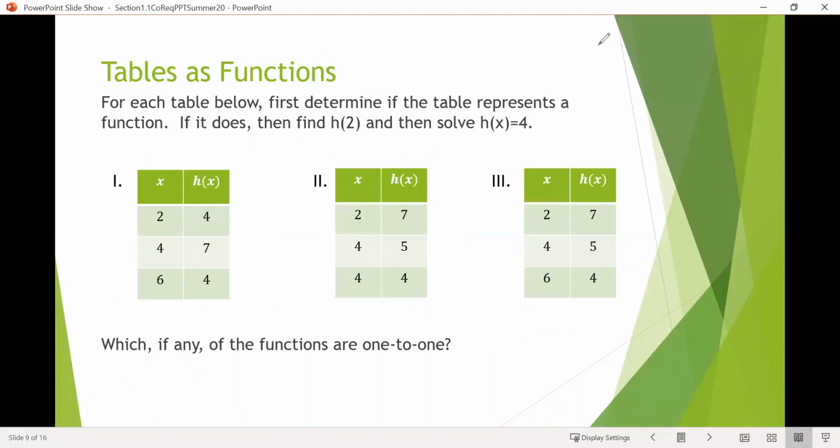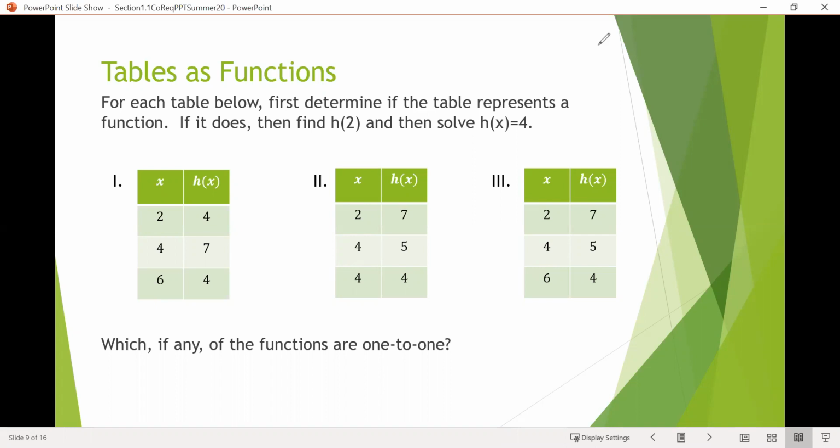Now we're going to start looking at different ways to represent functions, and we'll have three primary ones: functions as tables, functions as graphs, and functions as formulas. Although there are other ways to represent functions. You saw me do it with pictures in a previous video.